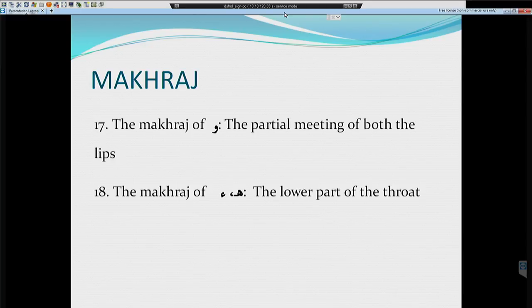This is the lower part of the throat. Upper part was ghain and kha. The middle part was ayn and ha, and the lower part is going to be hamza. Hamza is pronounced with an a. So a. This is the only one where there's a brief stop. A.